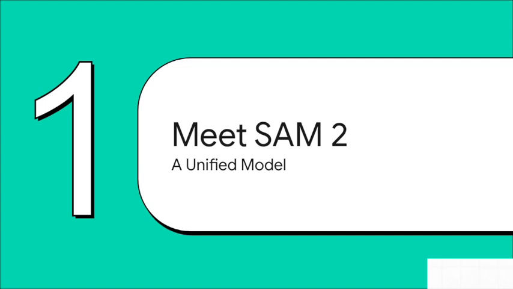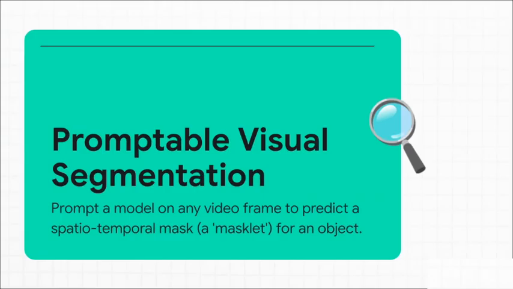Now, what's really cool here is that it's not just a video model. It's a unified model built from the ground up to understand both images and videos. And it does this by very cleverly just treating a single image as a one-frame video. To really tackle this, the research team actually defined a whole new task they call Promptable Visual Segmentation, or PVS for short. The idea is so simple but so powerful.